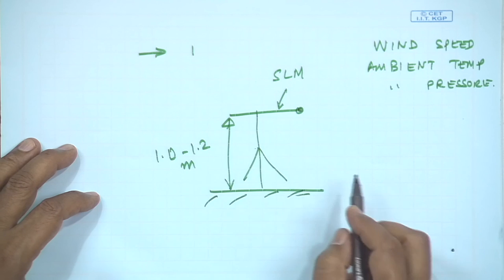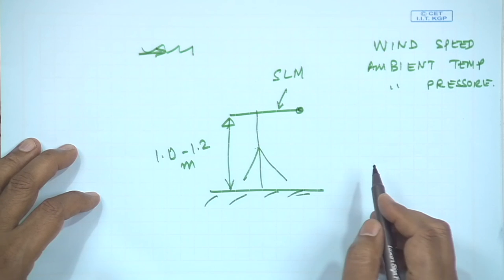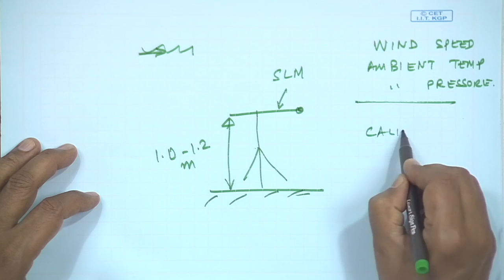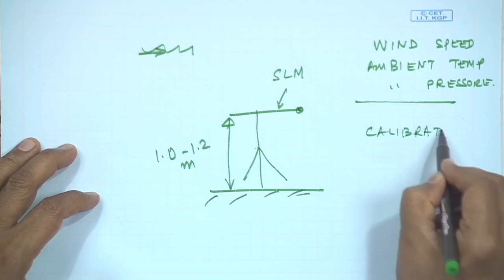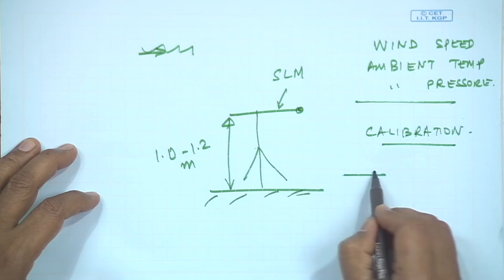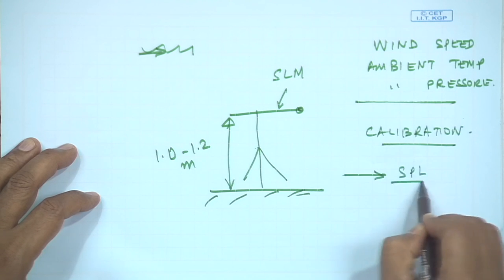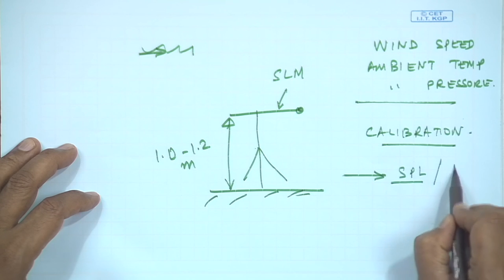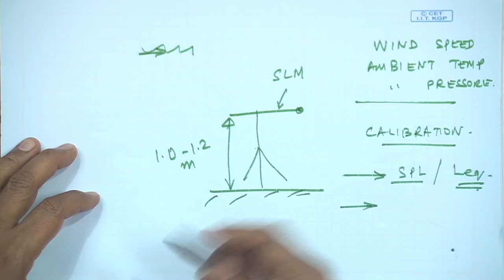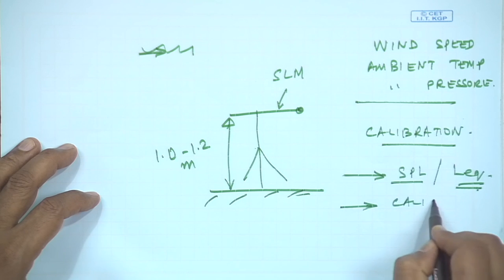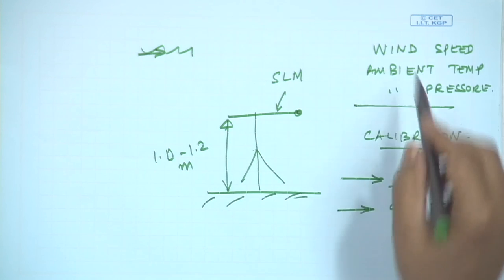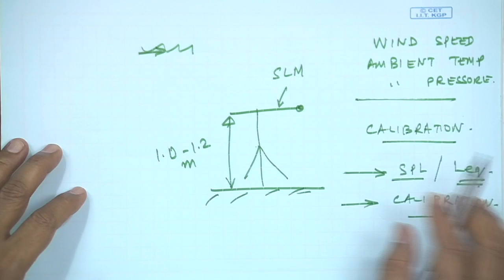And you have your microphone, and you have to do a calibration of the microphone before measurement. Do your measurement, whatever parameter you measure, SPL or equivalent sound level, etc., which you are going to discuss tomorrow. And then at the end of the measurement, you do a calibration again. Of course, sometimes even the wind direction.